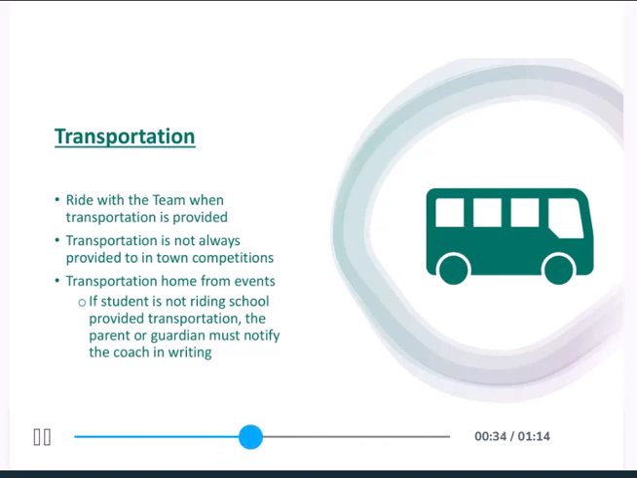Transportation home from the event involves some liability, so please ensure that if a student is riding home with a parent, that the parent contacts the coach and informs the coach that they'll be riding home, and the coach writes it down. However, if a parent wants their son or daughter to travel with another parent, it must be done in writing because liability is being transferred to the parent giving another child a ride home. So it's important, whether a text, an email, or a handwritten note, that the parent is giving another parent the right and authority to give their child a ride home.